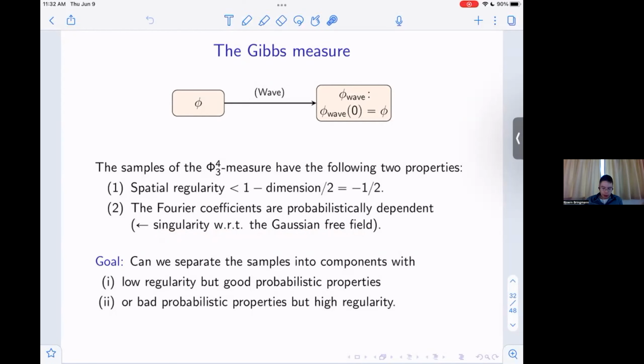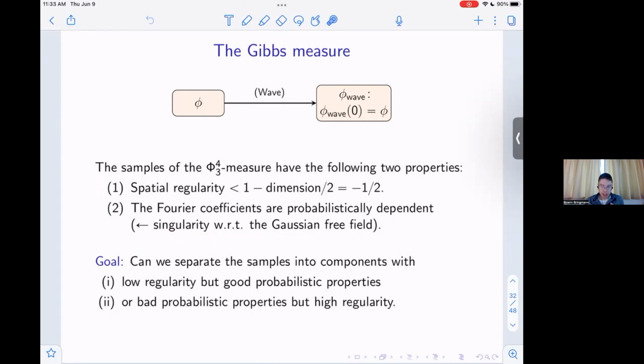So we have these two different properties, the low spatial regularity and these probabilistic dependencies between the Fourier coefficients, right? And again, both of these have been proven, so you cannot avoid them, right? But there's still one goal that we can have, and our goal can be to separate these two issues from each other, right?